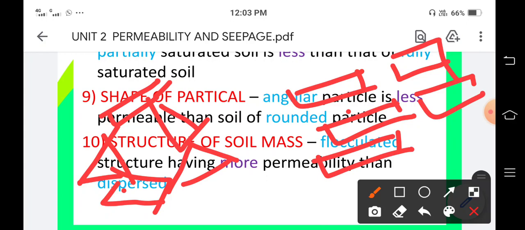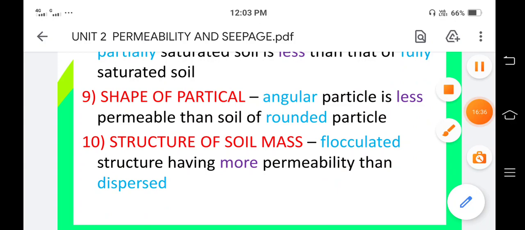For flocculated structure there will be more permeability, because in the flocculated structure there is more gap, and for dispersed structure there is less gap. So in the flocculated structure there will be more permeability. So यहाँ से आपका more water जाएगा, and यहाँ से आपका less water जाएगा. So it means that flocculated structure has more permeability as compared to dispersed structure. Okay, thank you.